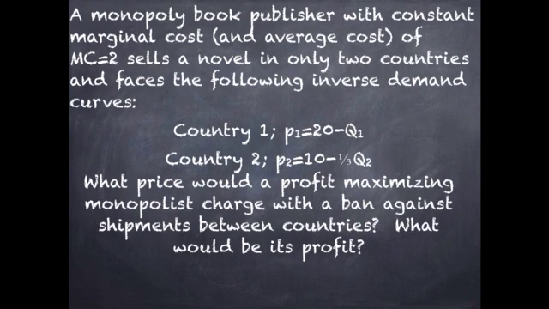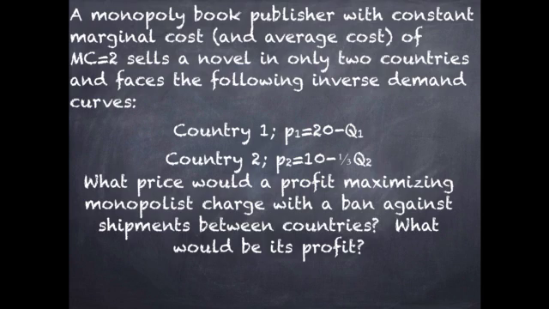And that question reads: a monopoly book publisher with constant marginal and average cost of marginal cost equals 2 sells a novel in only 2 countries and faces the following inverse demand curves. In country 1, P1 is equal to 20 minus Q1. And in country 2, P2 is equal to 10 minus 1/3 Q2. What price would a profit-maximizing monopolist charge with a ban against shipments between countries? What would be its profits?